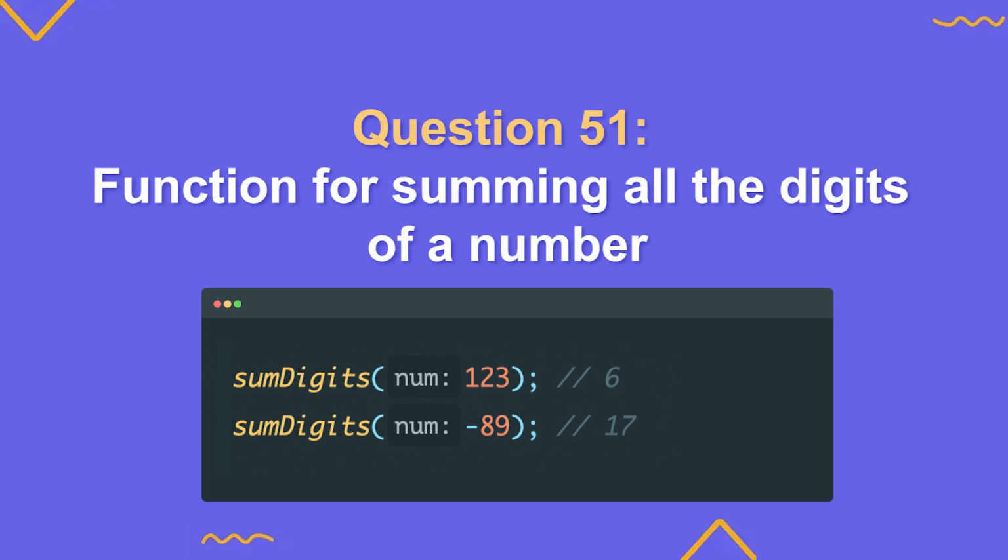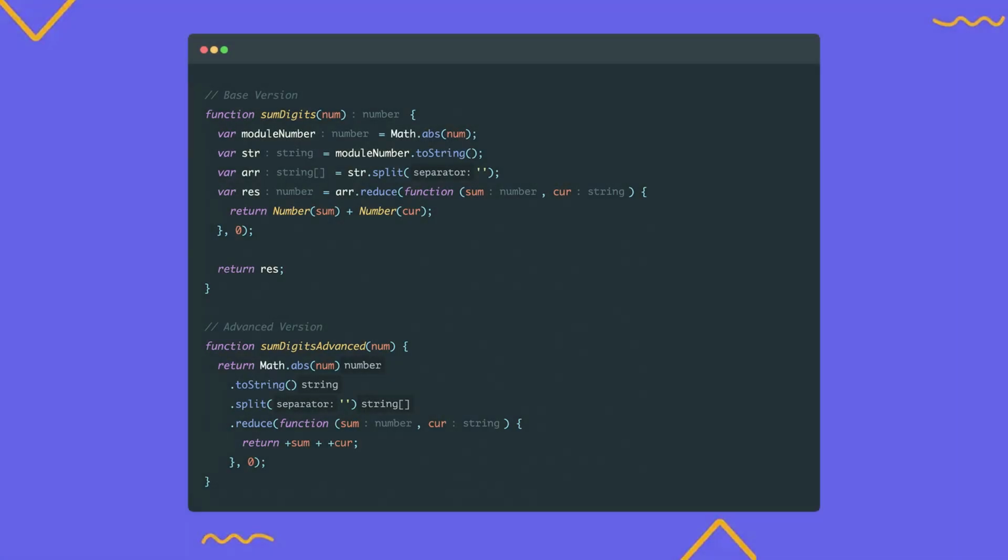We need to create a function that will take a number as input and return the sum of all its digits. And even if the number is negative, the sum should still be calculated. So, let's start with the basic version. First, to remove the dependency on negative numbers, we use Math.abs. This method gives us the absolute value of the number, so it will always be positive.